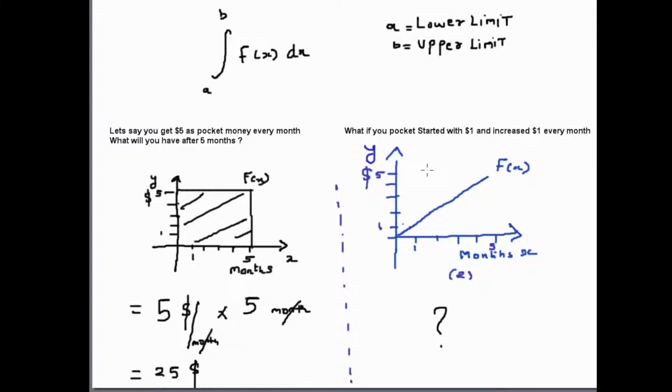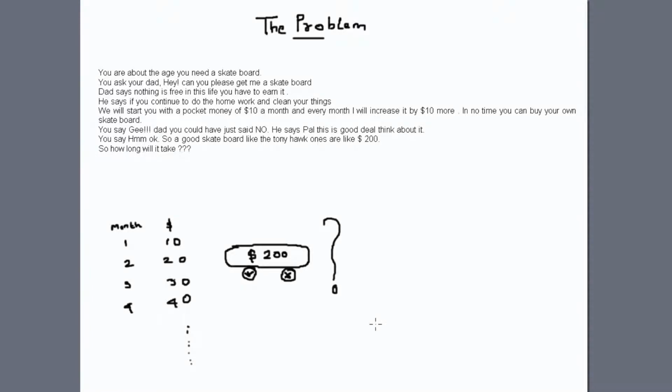Let's take a look at another example. Now let's say your pocket money started with $1 every month and it increased by $1 every month as well. So now if you draw a graph with the same axes as x and y, x being months and y being dollars, then your function f of x is going to look like this. And the value of this is going to be 1x. So how are we going to deal with problems like these? Let's take a look at the problem.